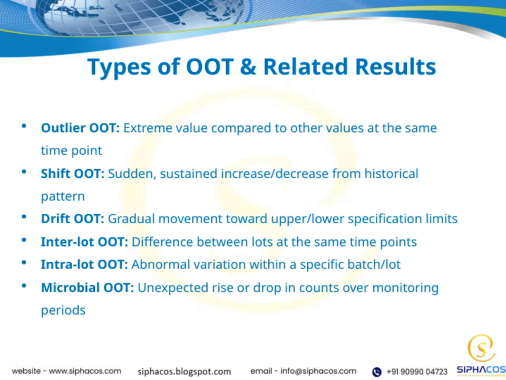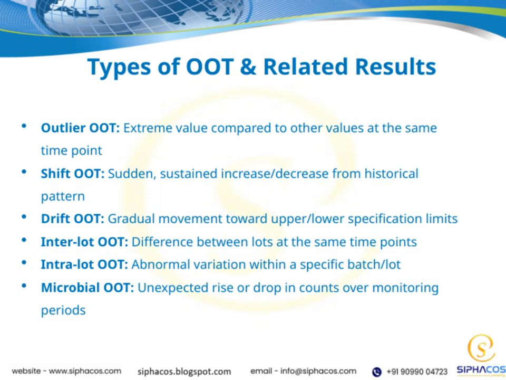Let's take a closer look at the different types of out-of-trend, or OOT, you might encounter. First, we have the outlier OOT, which refers to an extreme value that stands out compared to other data points at the same time. This could indicate an anomaly or an issue that needs further investigation. Next is the shift OOT, characterized by a sudden and sustained increase or decrease from the usual pattern, suggesting a possible change in the process or environment.